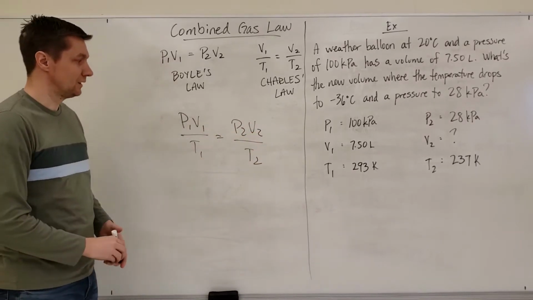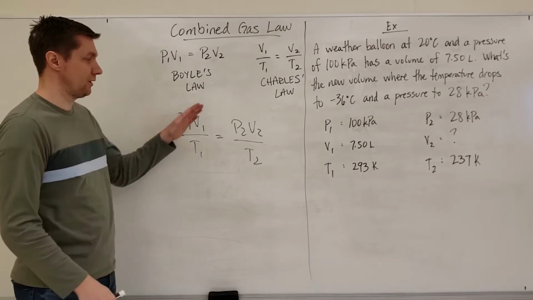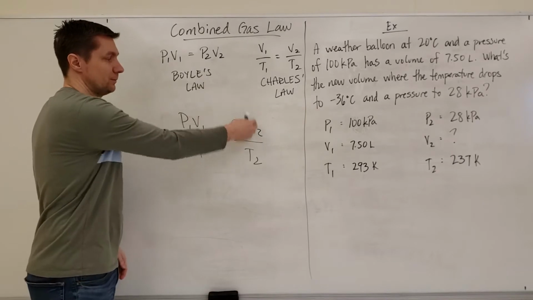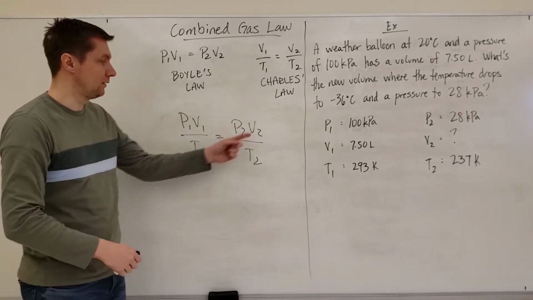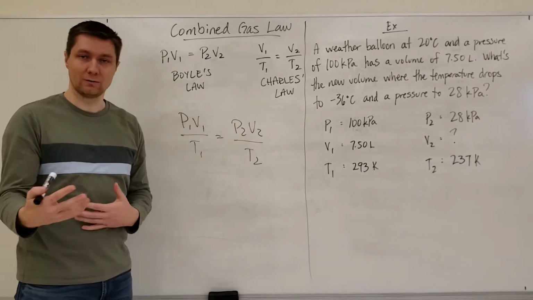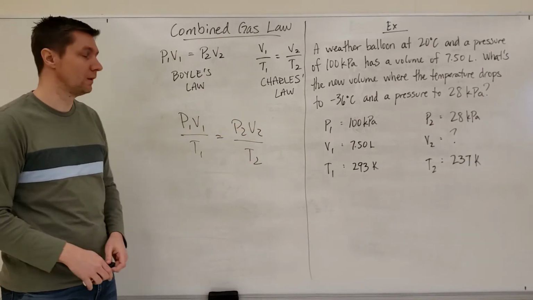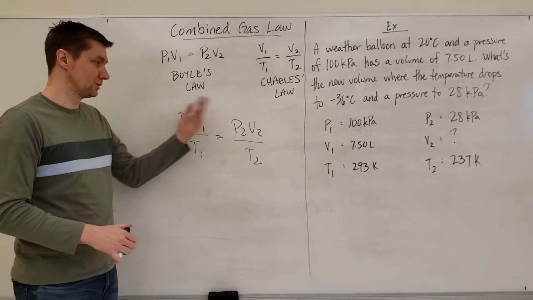And so you can see, again, that pressure and volume are inversely proportional. As this one goes up, the other must go down. And volume and temperature are directly proportional. As volume goes down, then temperature would go down, and vice versa. And so there's the formula.